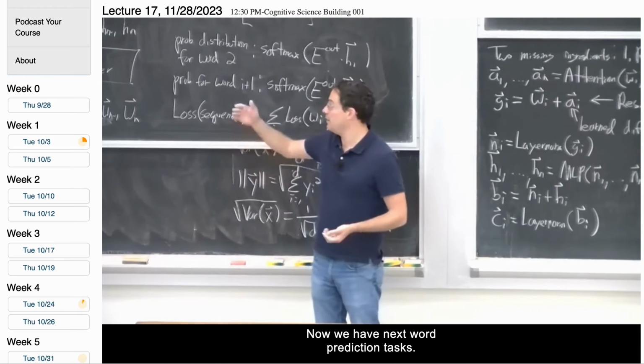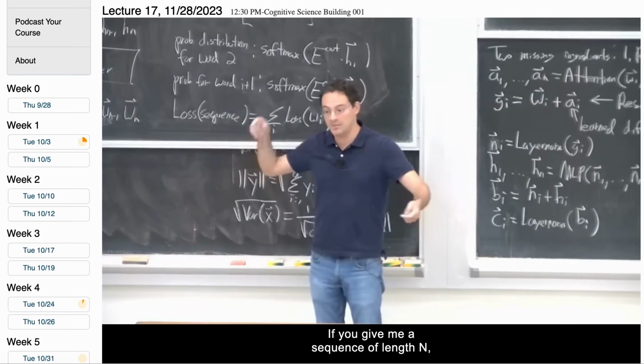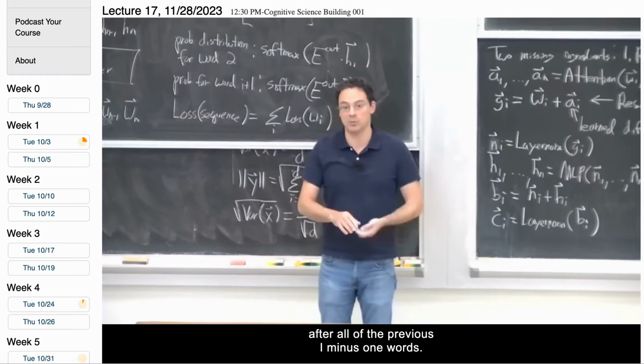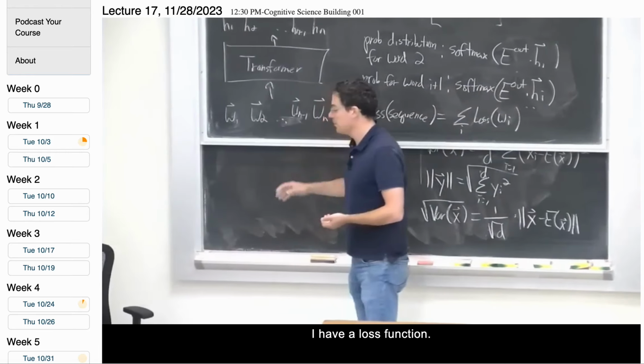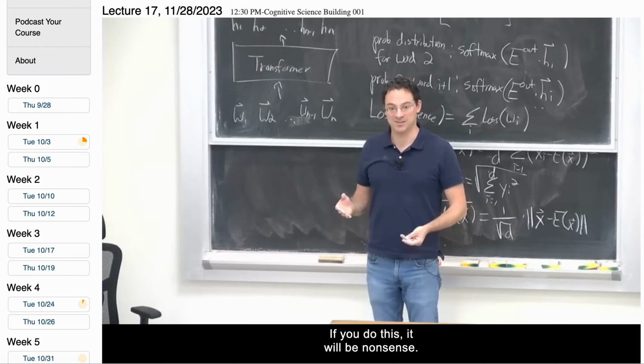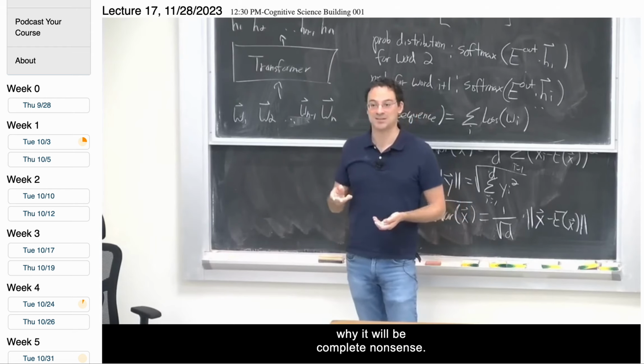We have n next word prediction tasks. If you give me a sequence of length n, I have n different next word prediction tasks defined. Predict word i that comes after all the previous i minus 1 words. I have a loss function. I have all of my formulas. I can do backpropagation. If you do this, it will be nonsense. And there are 2 reasons why it will be complete nonsense.